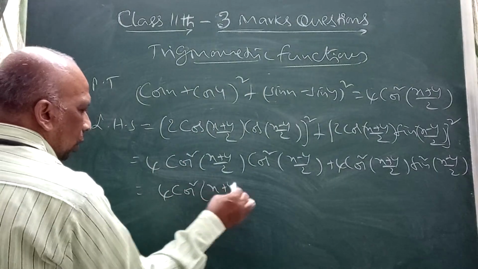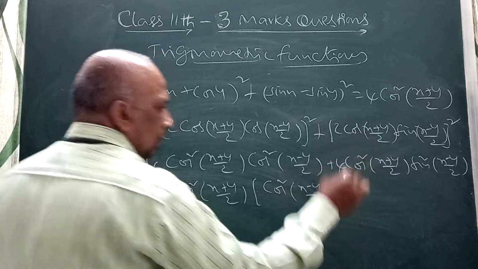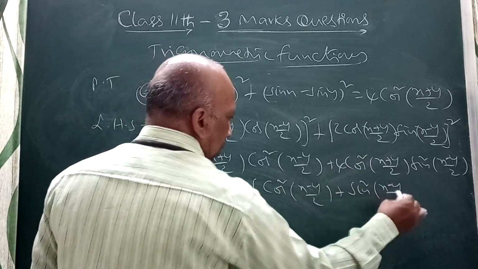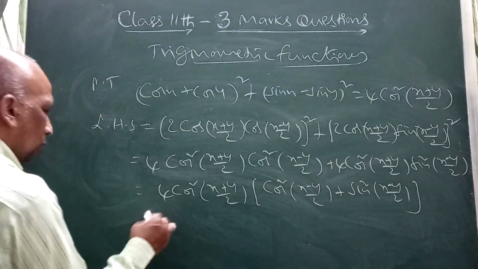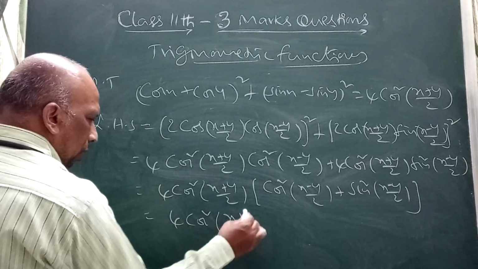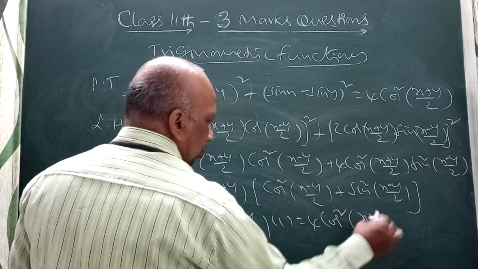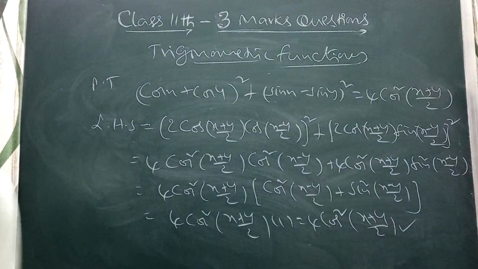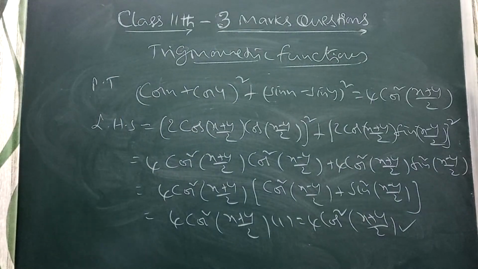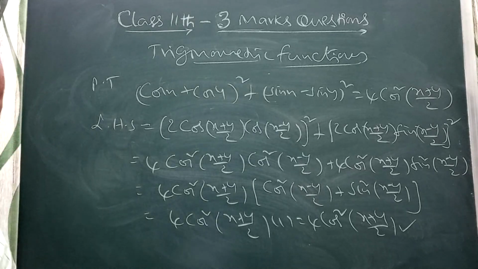Take 4 cos square of (x plus y) by 2 common. Then cos square of (x minus y) by 2 plus sin square of (x minus y) by 2 is 1, since cos square theta plus sin square theta is 1. So you will get 4 cos square of (x plus y) by 2 into 1. The answer is 4 cos square of (x plus y) by 2, the required value. So easily you can do this. They're talking about 3 marks questions only, and they will ask to prove this.